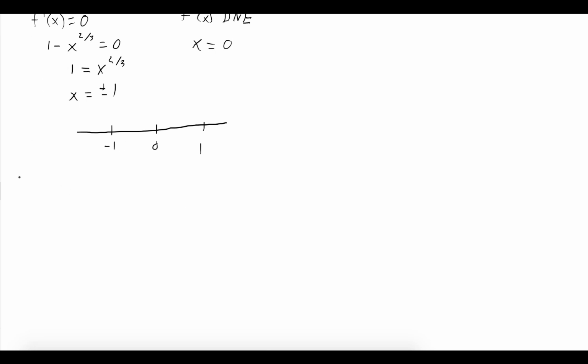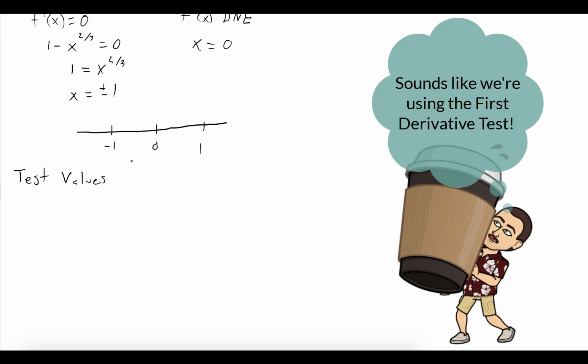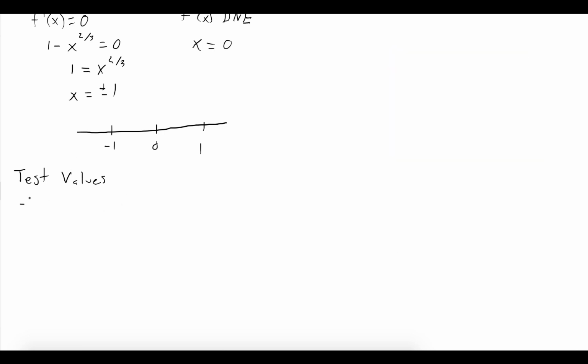And we need a test value in each of these segments. Because what we want to do is we're going to test to see if the derivative is positive or negative in each of these segments. And from that information, we could find the locations of the local maximums and local mins. So our test values could be negative 2, negative 1/2, positive 1/2, and positive 2.